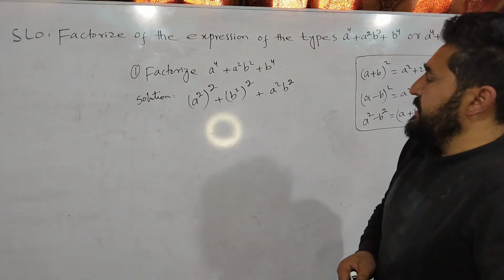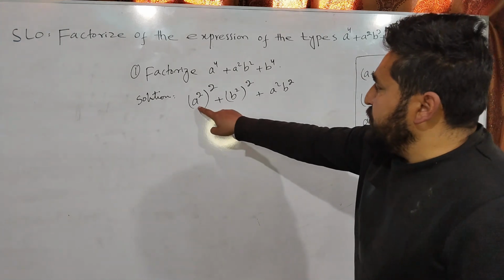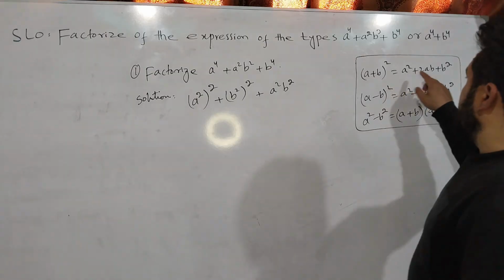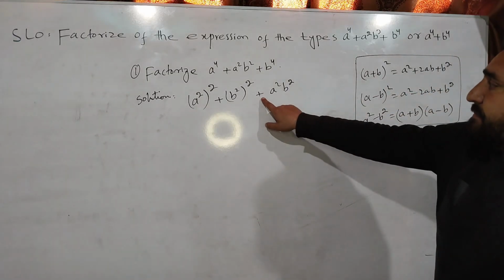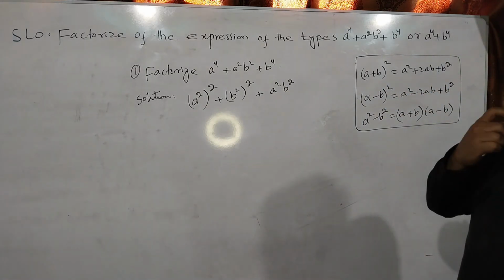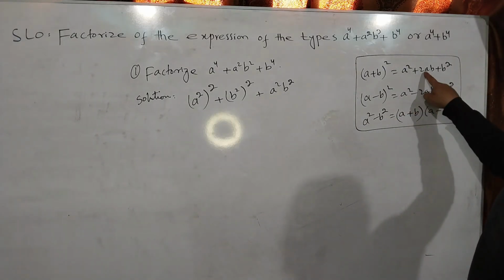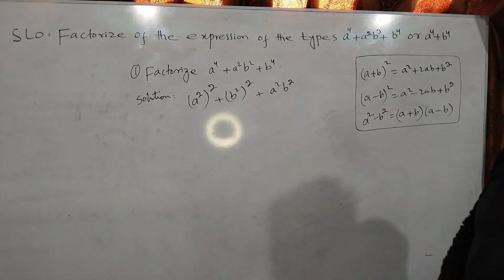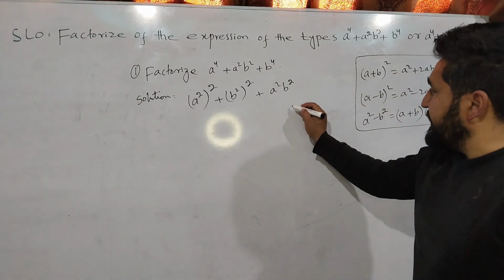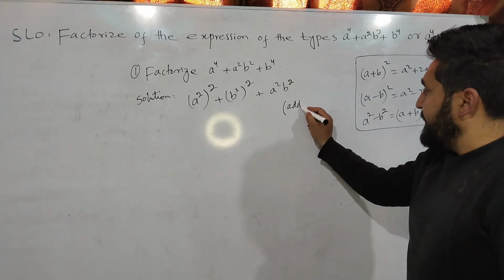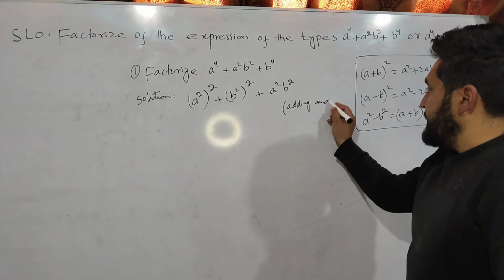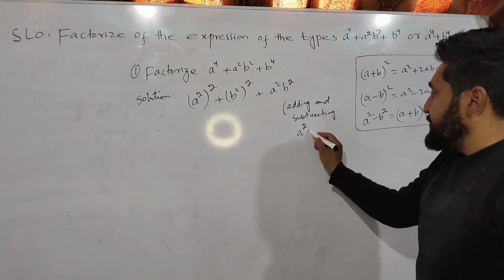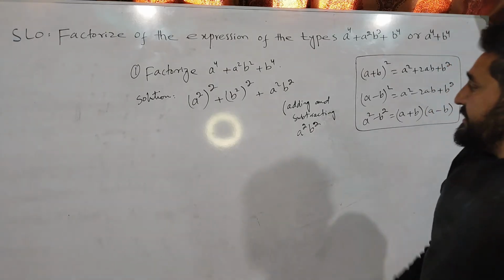Here, unfortunately, if we use a as a square and b as b square, the middle term is plus a square b square, this is in plus. So if we use this identity, unfortunately 2 is not here, so we can't use this identity. So here the technique is adding and subtracting a square b square. It is clear?